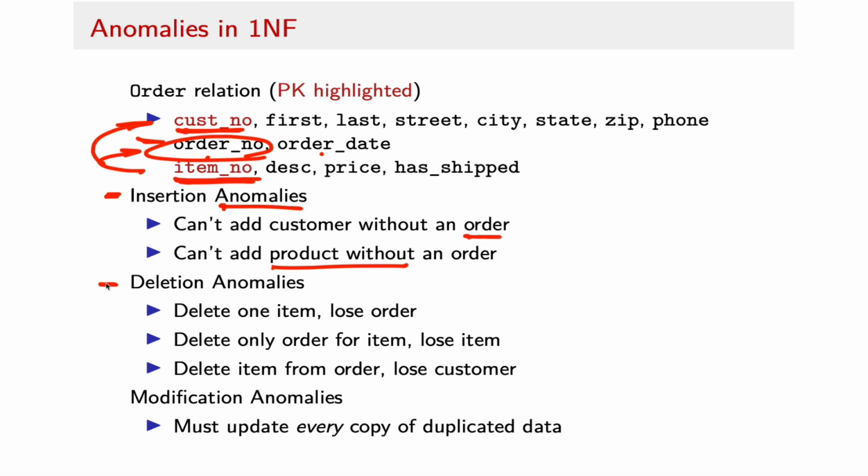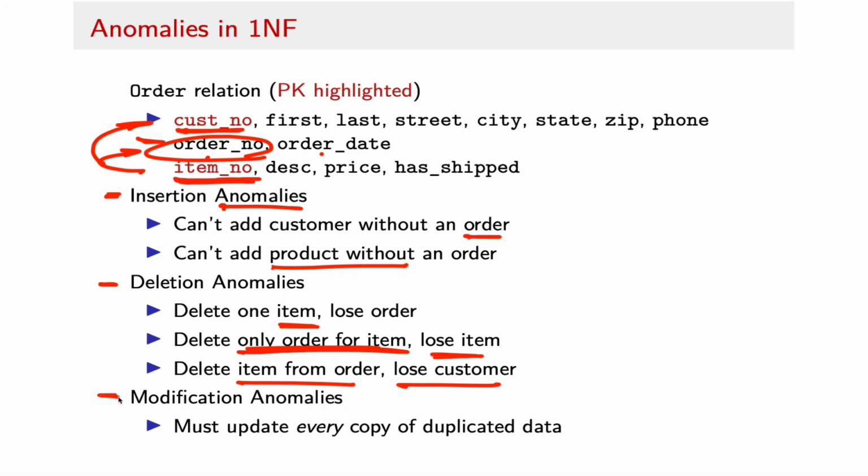We also have issues that take place when we try to do delete operations. So if we delete one item, if that's the only item in the order, we're going to lose the order. If we have only one order for an item, we're also going to lose the item, right? Because all of that information is unnecessarily interconnected by this order relation. Similarly, if we delete an item from an order, we also lose the customer for that order, because the item and the customer are being used together as the primary key for this table. So if I want to get rid of an item from an order, well, that row is going to have to go away, and I'm losing the customer for that particular order. So all bad things that we don't want to have happen.